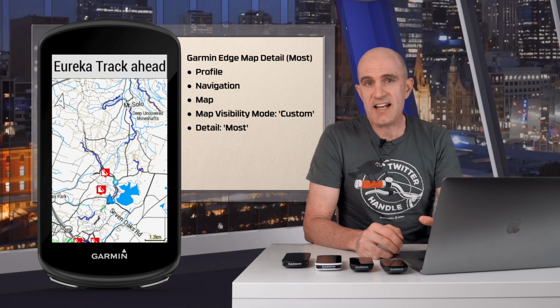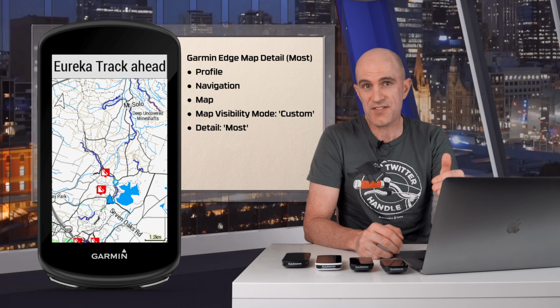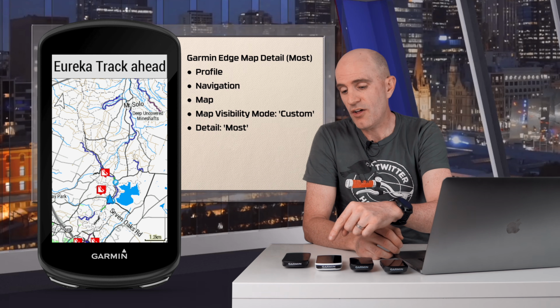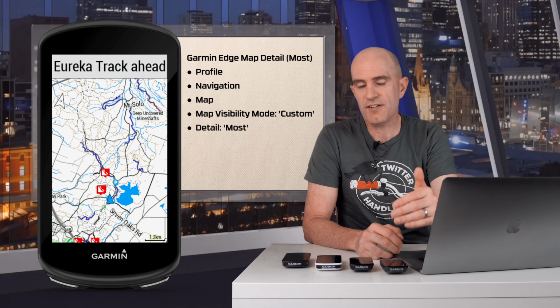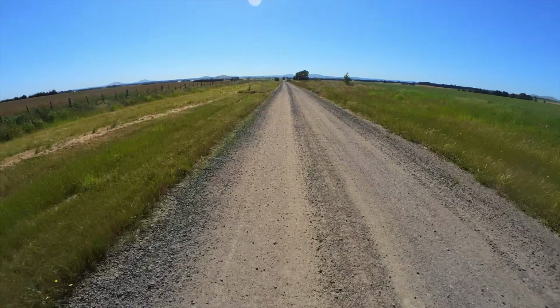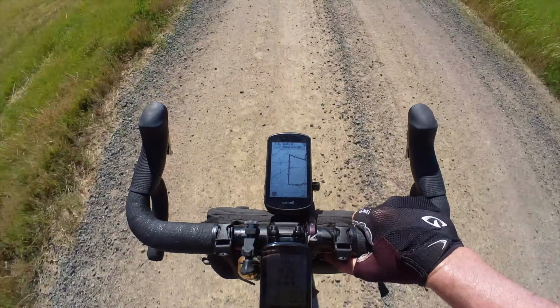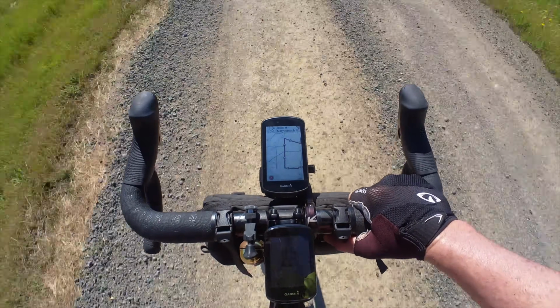So in summary, what that does is give you the most mapping detail at a 1.2K zoom level, which means you can see about 5, 6, 7 kilometers up the road on the larger Edge 1030 units and a little less on the smaller 530 and 830 units. This map setting of most has been brilliant for the big open space riding that I've been doing. There is no question about it, this has been a game changer for the riding that I've been doing solo on those big open roads.